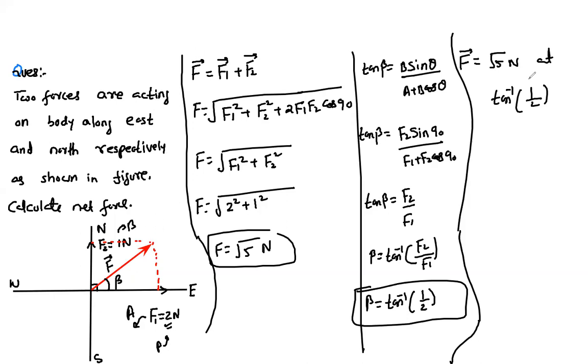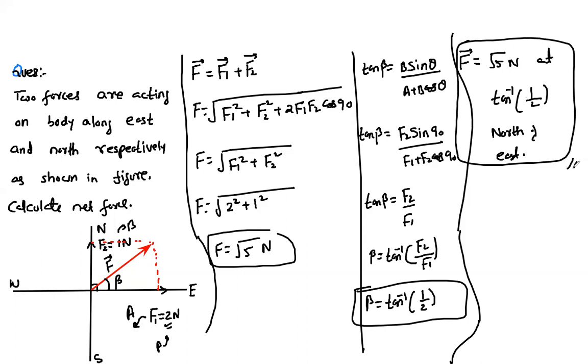Technically, we write it as root 5 Newton at tan inverse half north of east. North of east means it's moving towards north with respect to east, at an angle beta. So this is the complete direction. Is it clear up to the last step? Yes, sir. Very good.